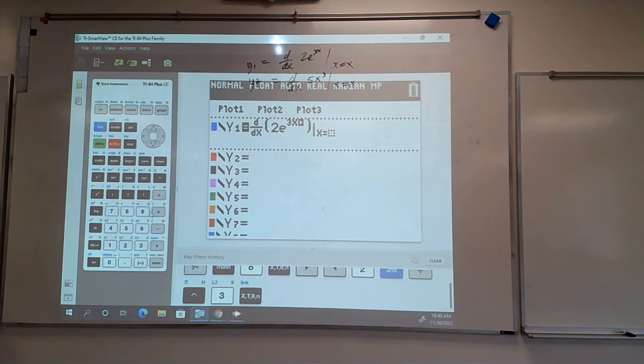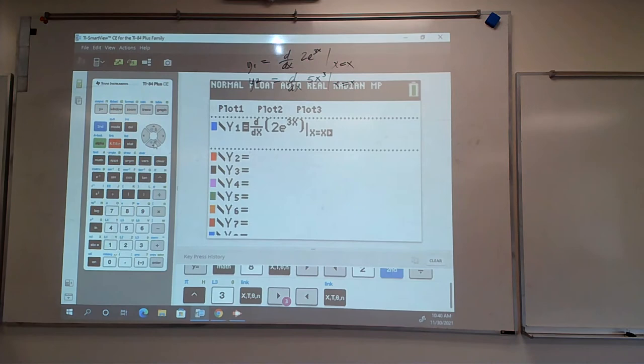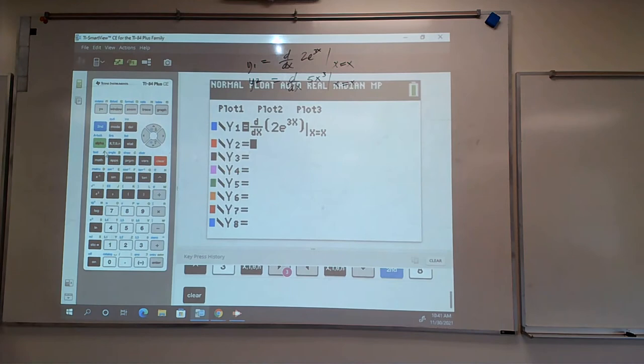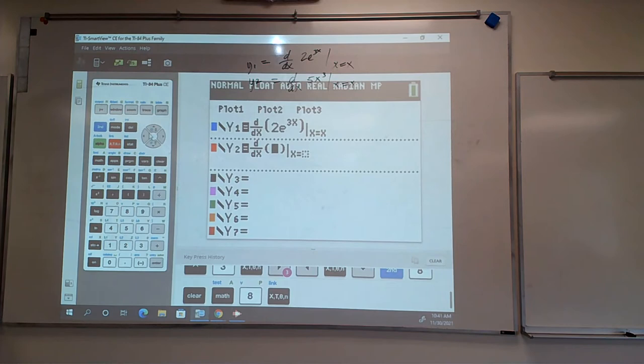All right, when x equals x, always when you're graphing derivatives, x equals x. Y2, math 8, 5x cubed, x equals x.